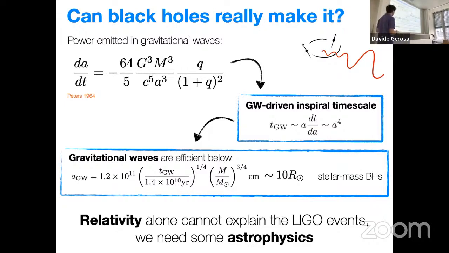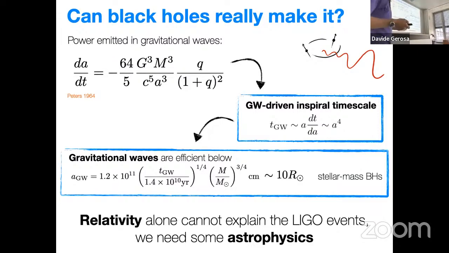So you can turn the argument around and ask yourself, okay, what's the typical separation at which the timescale is equal to the entire age of the universe, which is about 10 to the 10 years. You put the number in, and what you find is that for a typical object of the sizes of what LIGO sees, say 10 solar masses or so, this critical separation is about 10 solar radii, which is small. So typical binary stars are at separations which are an order of magnitude larger than that.